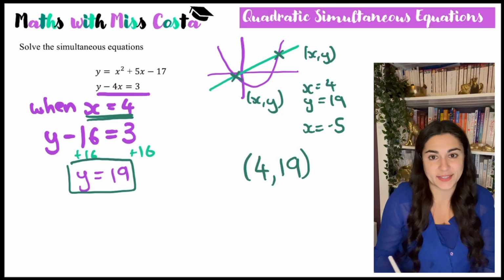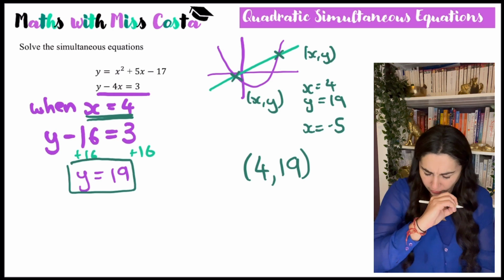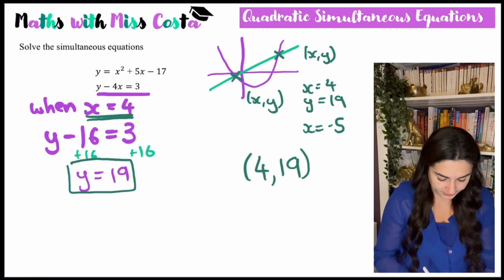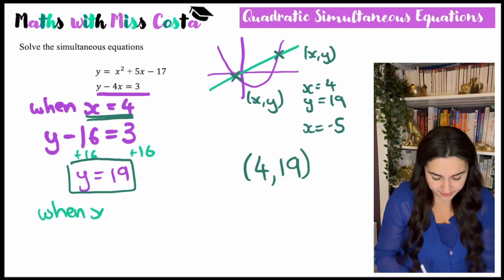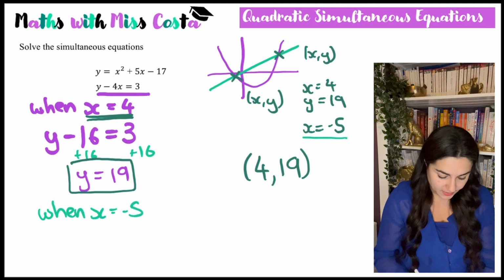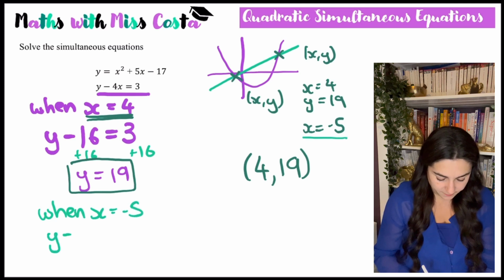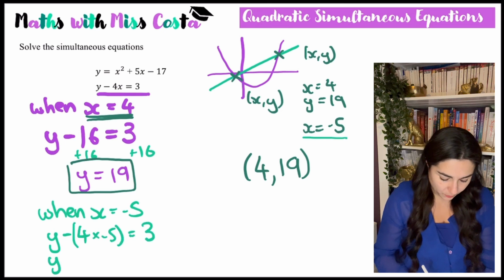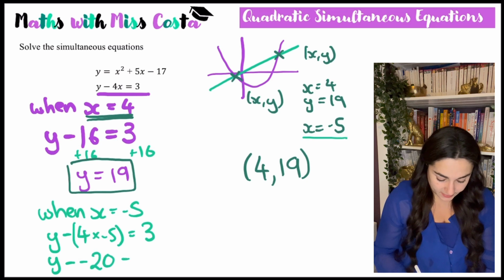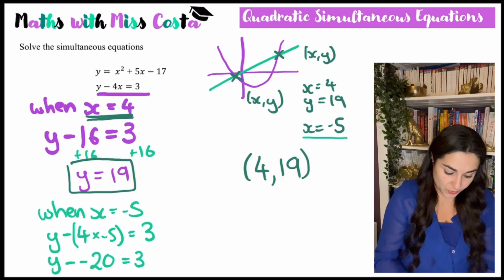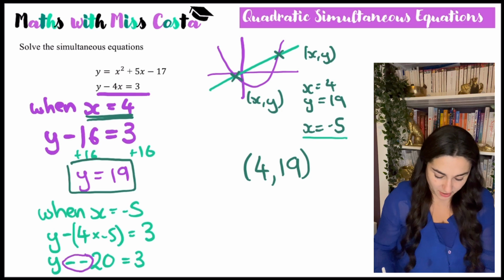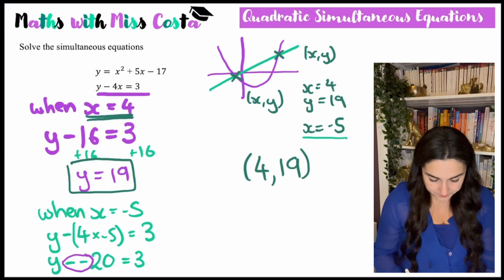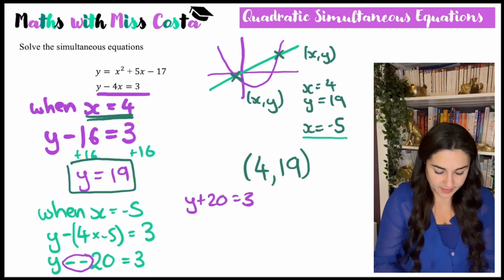And you can write your solutions in the form of coordinates. And then let's try with the next one. When x is negative 5, over here, I'm going to substitute again. Y take 4 times negative 5 equals 3. So y take 4 times negative 5 is y take negative 20. And when you've got 2 negatives next to each other, they become positive. So y plus 20 equals 3. Therefore, let's rearrange.